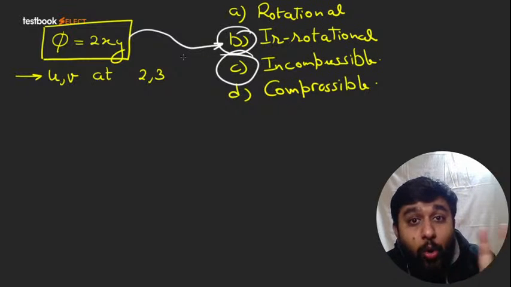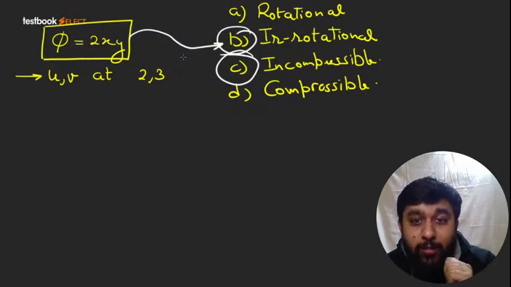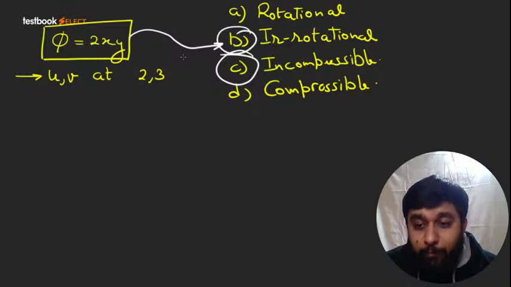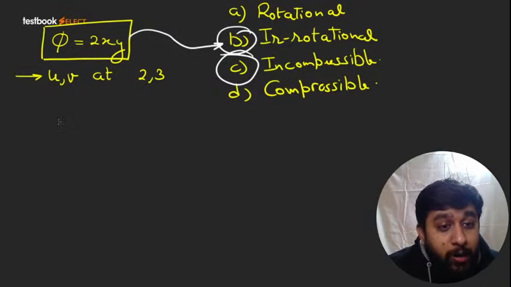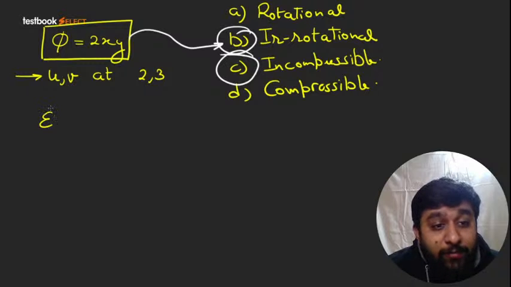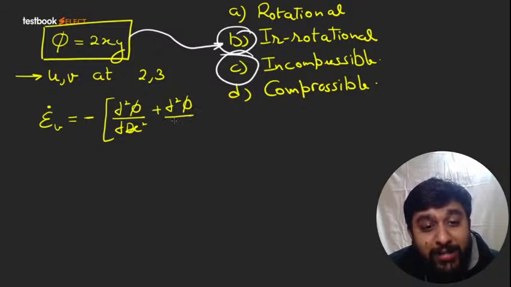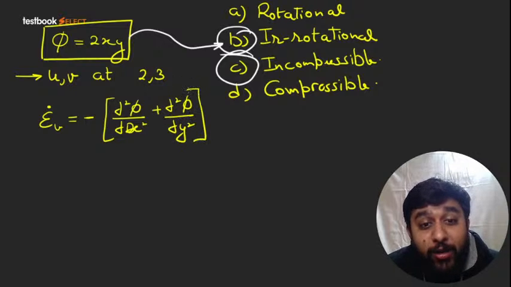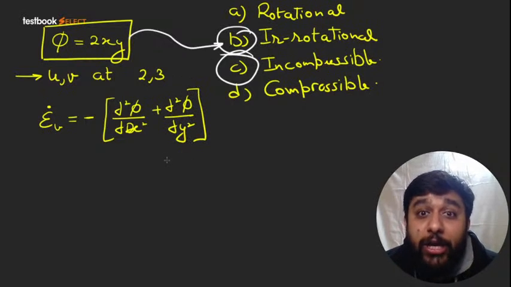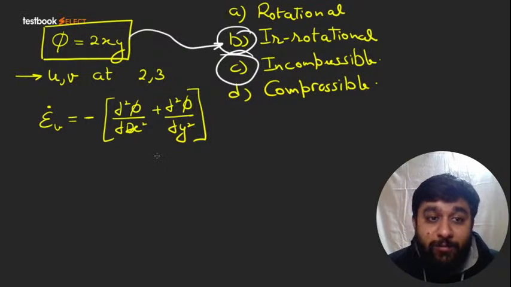There is no role of compressible or incompressible, right? So actually what happens, I hope you remember, just a few minutes back we said that velocity potential function gives the value of volumetric strain rate. What is the value of volumetric strain rate? Del square phi by del x square plus del square phi by del y square, right? This is the value of volumetric strain rate in terms of velocity potential function.